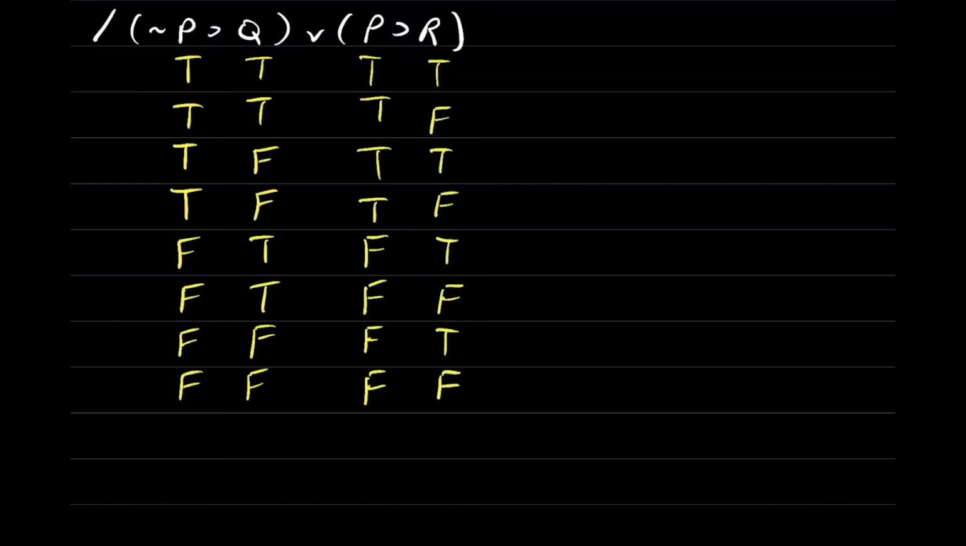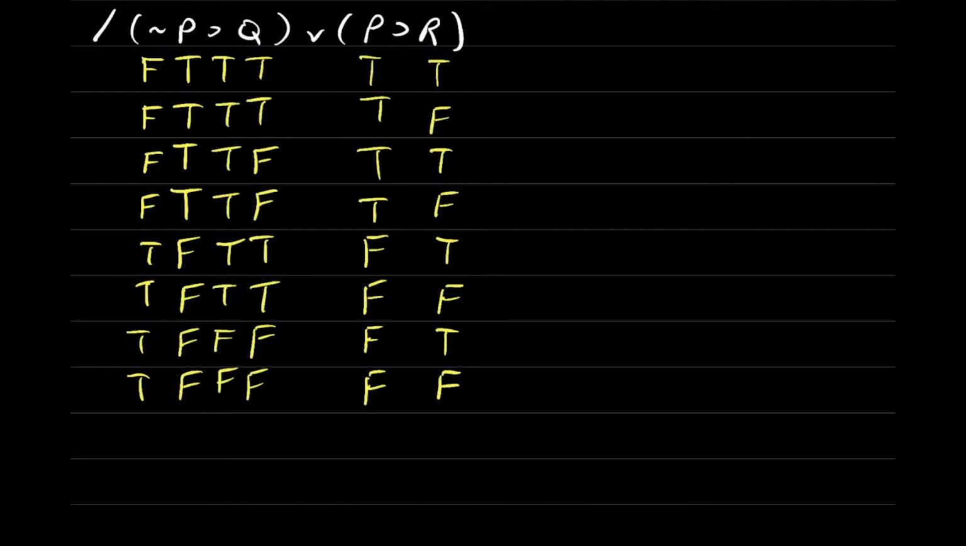Okay. The negation here in front of the first P is just going to be the opposite value of P. So false, false, false, false, true, true, true, true. Then we'll do the horseshoe. We have false implies true. That's true. False implies true is true. False implies false is true. False implies false is true. True implies true is true. True implies true is true. And true implies false is false.